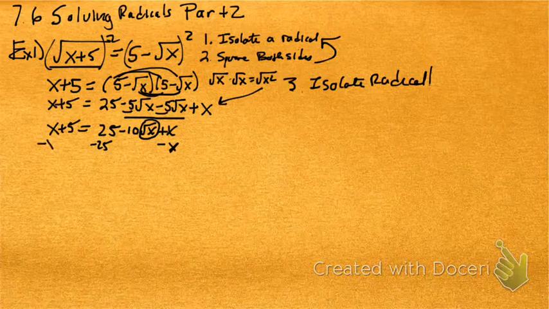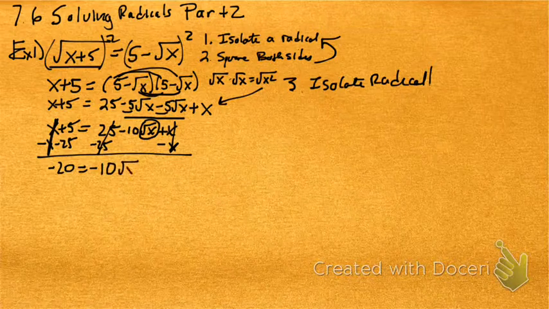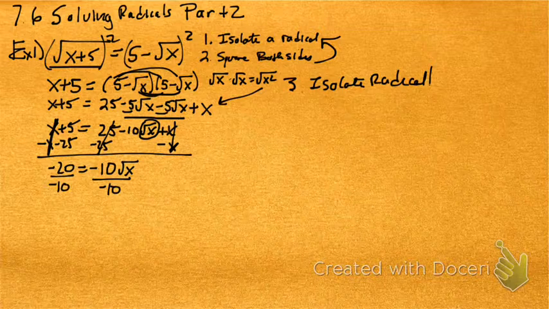I'm going to subtract the x and subtract 25. Doing that, the x minus x cancel, which is nice, and 5 minus the 25 is a negative 20. Then these cancel and these cancel, and I have that equal to the negative 10 times the square root of x. If we divide by negative 10, we'll have successfully isolated the radical. So I'll have 2 equals the square root of x.